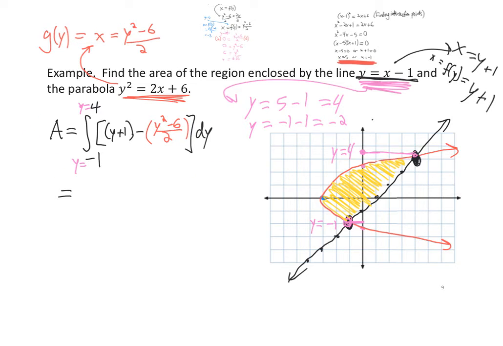We're going to have the integral from y equals -1 to y equals 4. This is a dy integral. Y plus 1, which is the top function, in other words, the right function, the function on the right, minus the bottom function, which is actually the function on the left, which is (y squared minus 6) over 2.